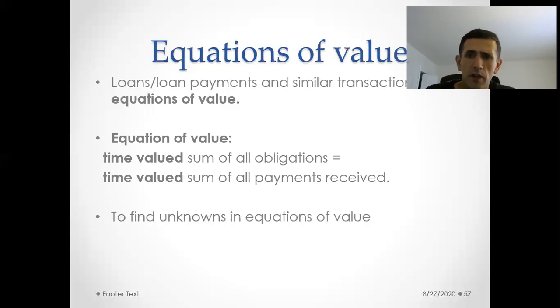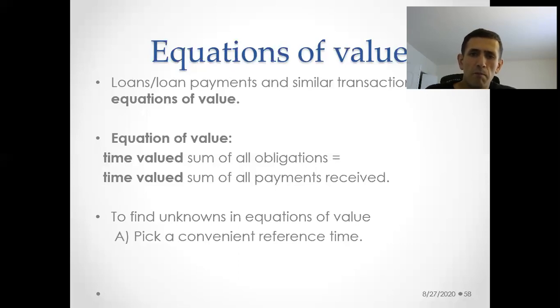Okay. All right, so how do you find unknowns in equations of value? The easiest thing to do is pick a convenient reference time, and it's not that important to pick the best convenient reference time. If it's not clear what the most convenient reference time is, probably just pick the end of the loan or the very beginning of the loan.